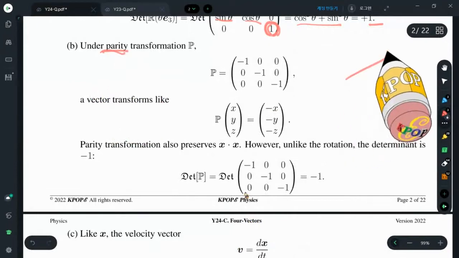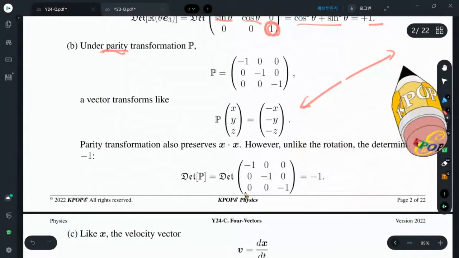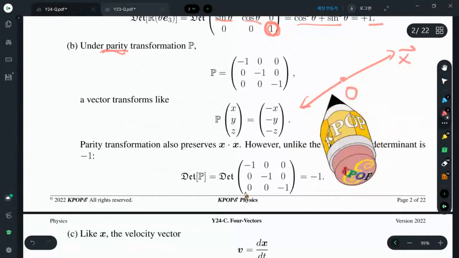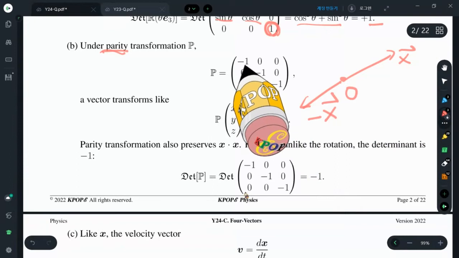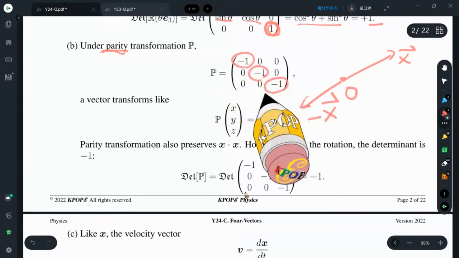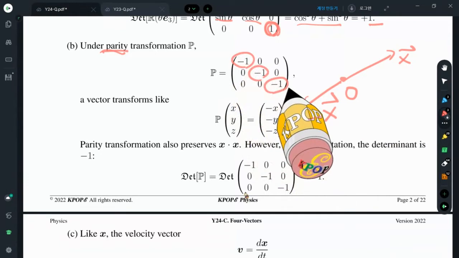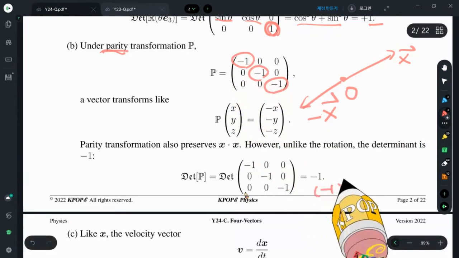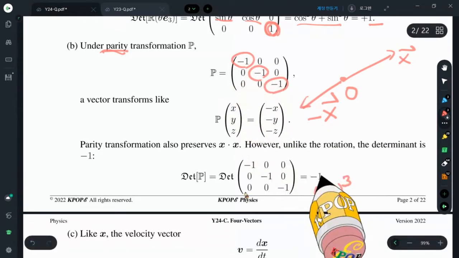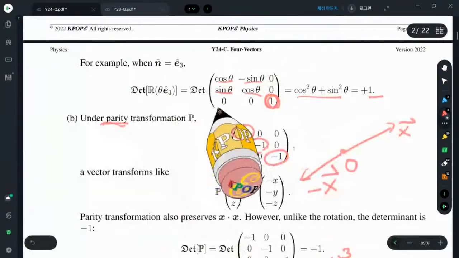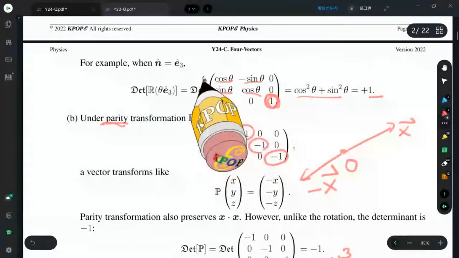Parity is reflecting the position vector with respect to the origin, by -x. If we use this transformation, its determinant is trivial, that is (-1) cubed, that is -1. So this parity is independent of rotation.